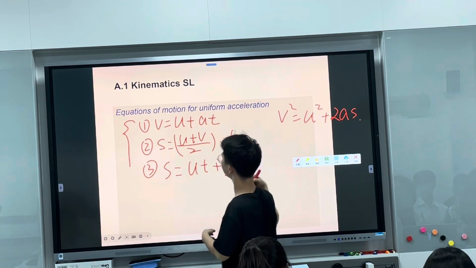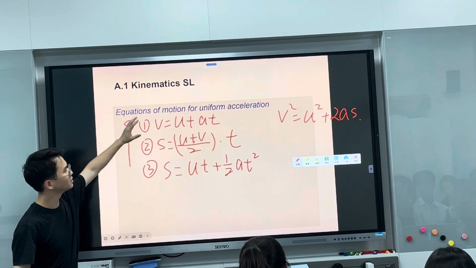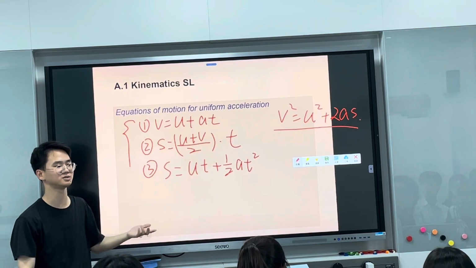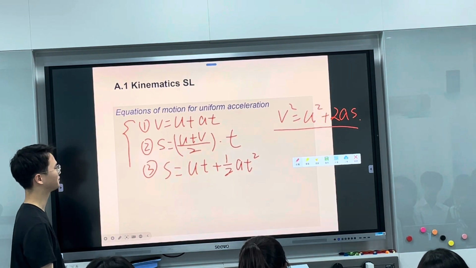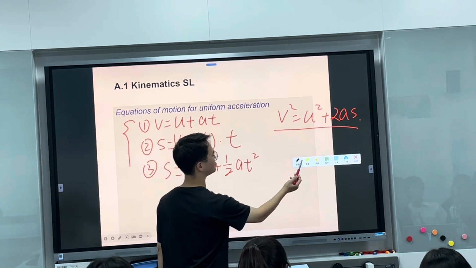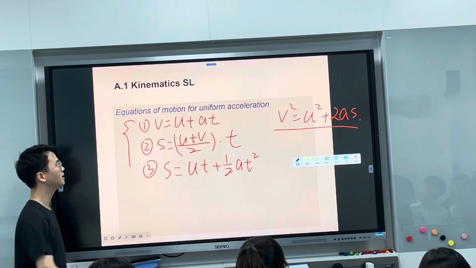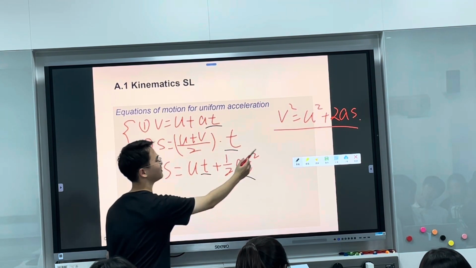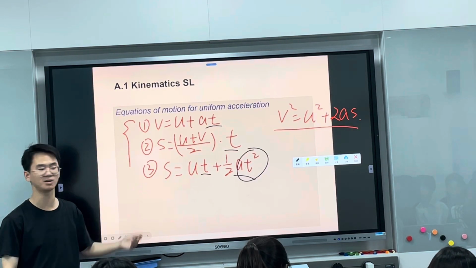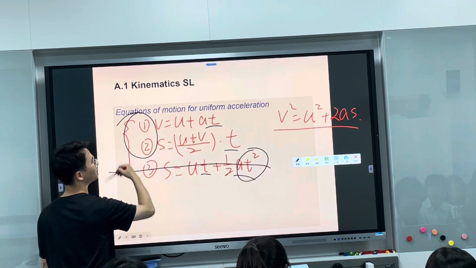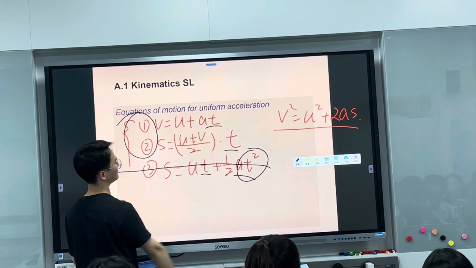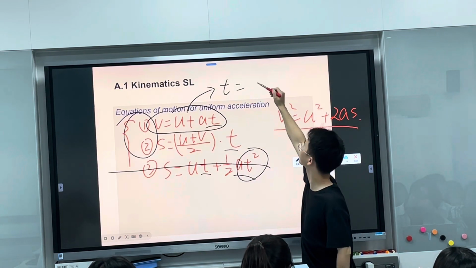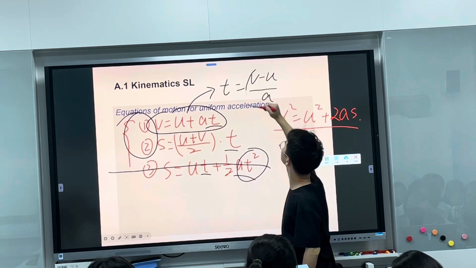So this one doesn't have time, right? That means we need to substitute time. What can we do? Which one is easier to work with? This one and this one. Why not the last one? First of all, the last one has two terms, and second of all, it has a square. It will make everything more complicated. So let's just use the first two and eliminate t. Let's work on t. t equals v minus u over a. And then we just substitute this into here.